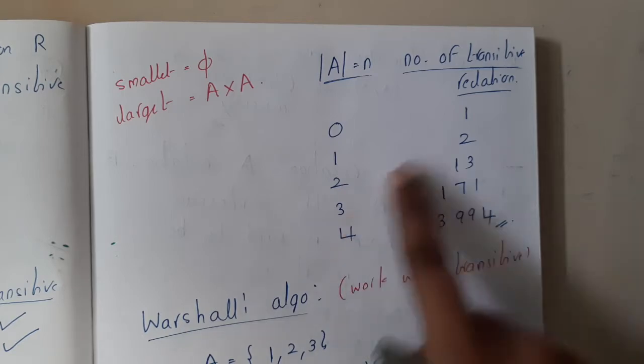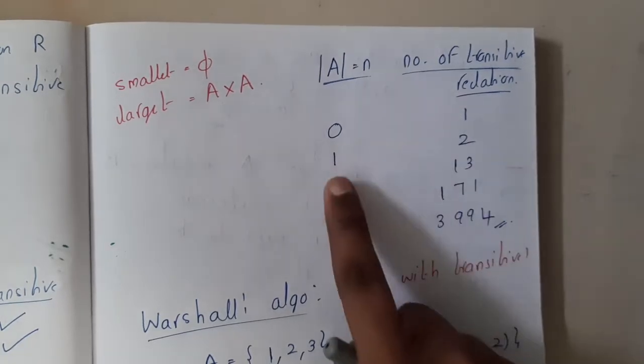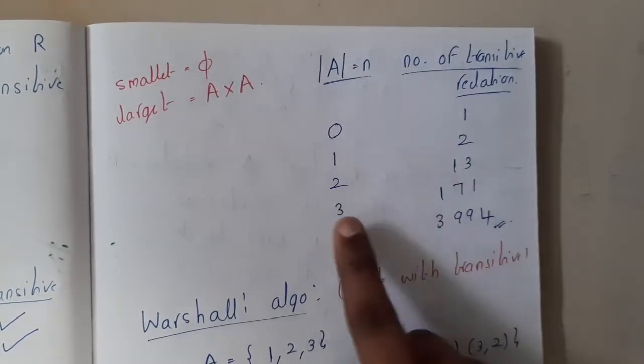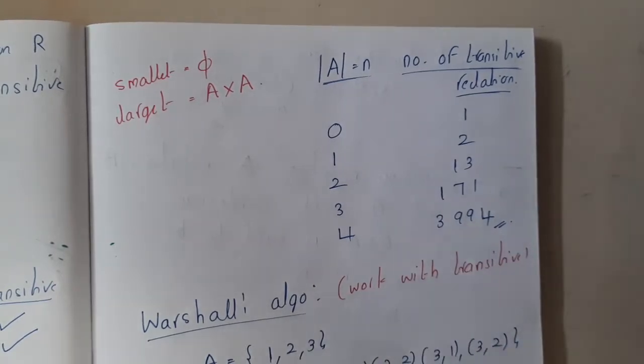Rather than remembering that, just try to remember these values, guys, like the first 3 or 4 values. For 0, it will be 1. For 1, it will be 2. For 2, it will be 13. For 3, it will be 171. For 4, it will be 3994. Okay. And the smallest set will be 5 and the largest set will be A.